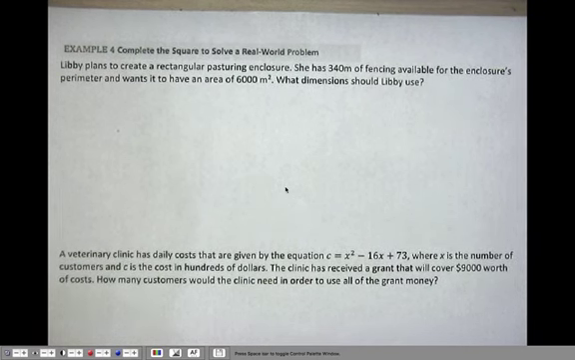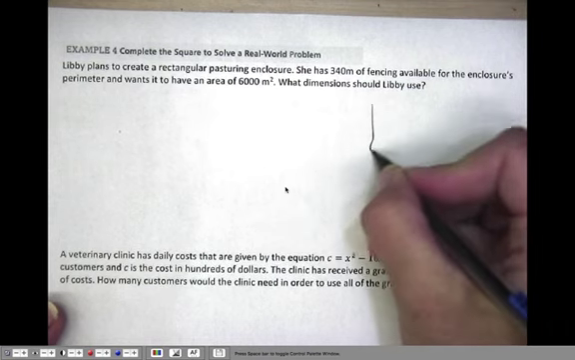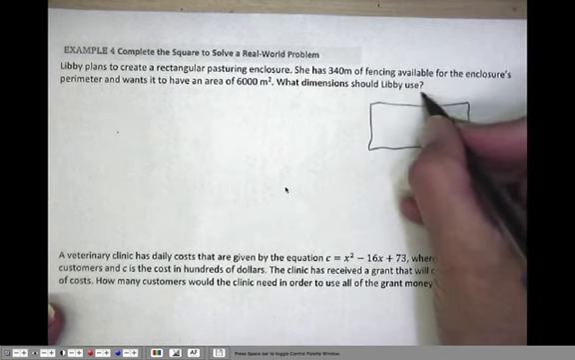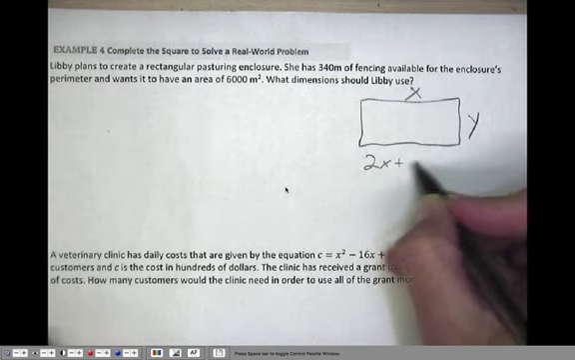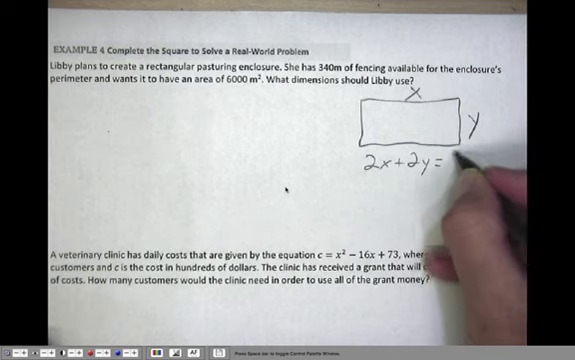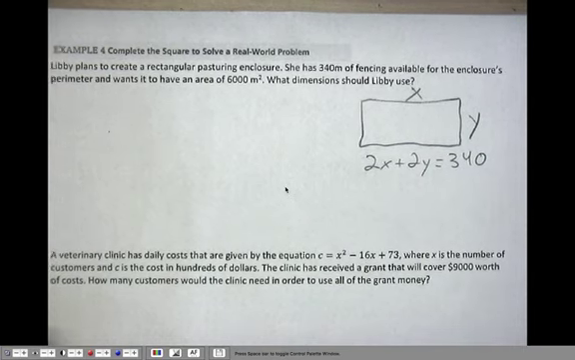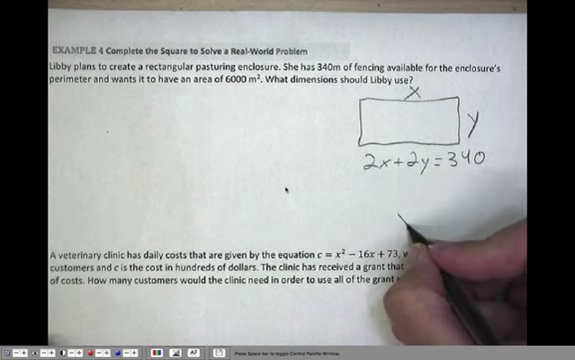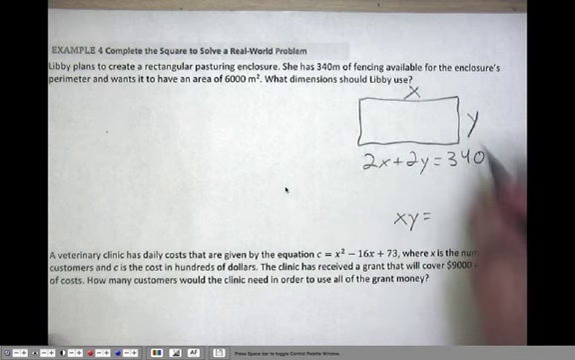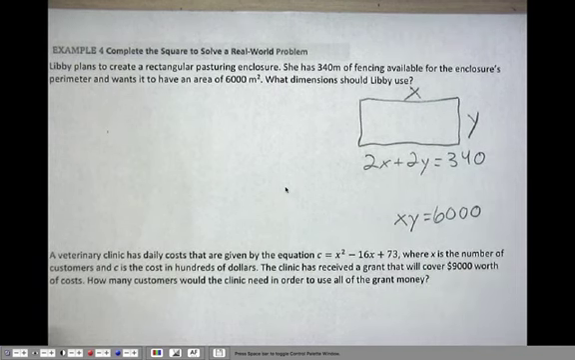In this next example, we have a rectangular region. We have the perimeter and we have the area, and we're trying to come up with the best possible dimensions. Okay, so let's visualize this. The perimeter would be 2x plus 2y equals, the perimeter they gave us is 340. And then I know that the area of this enclosure is x times y, and that's 6,000.